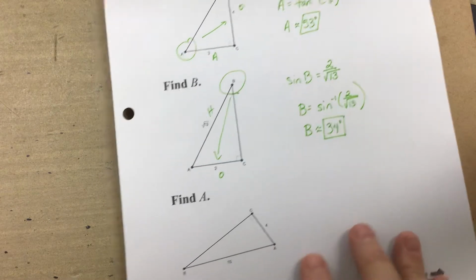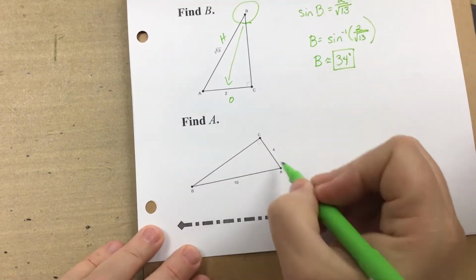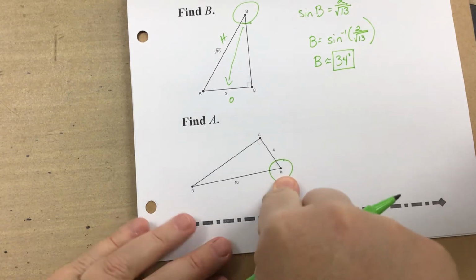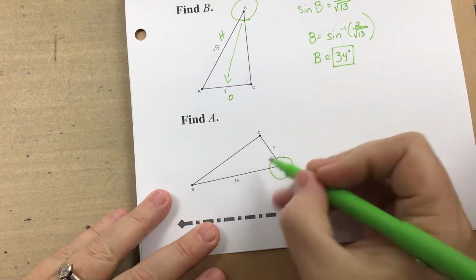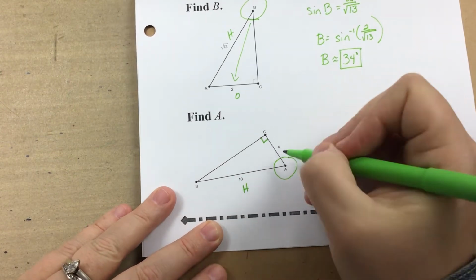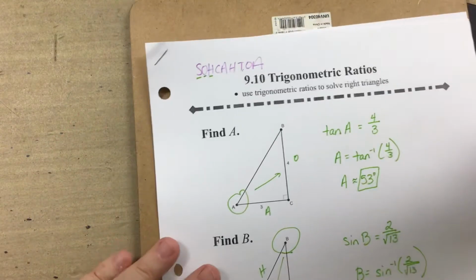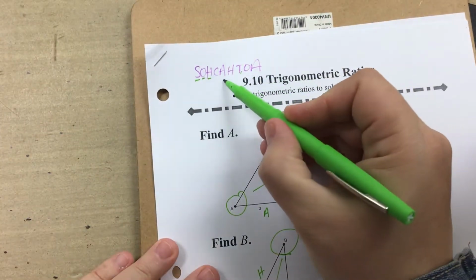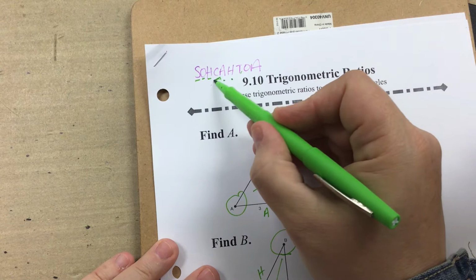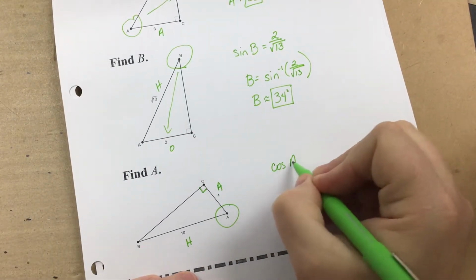Okay. And then finally, if I look at the last one here, again, it says find angle A. This is angle A in the picture. With respect to angle A, if this is the right angle, that means 10 is the hypotenuse and 4 is the adjacent. So if I look at the top of my paper here, if I'm doing adjacent and hypotenuse, I need to be looking at cosine. So I'm going to say the cosine of angle A.